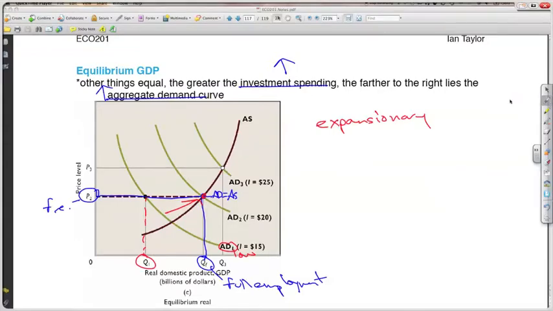Now, if aggregate demand is too high and we have this increase in prices or we have this inflation, then we would want contractionary or restrictive monetary policy. And that would look at decreasing aggregate demand.